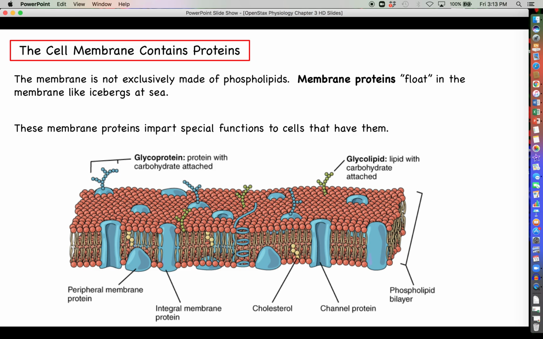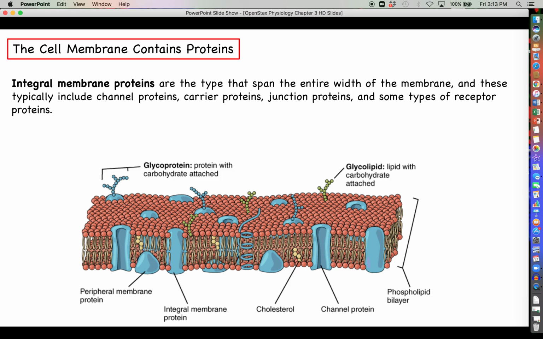So specifically, if you're talking about the cell membrane, which membrane proteins are in a given cell's plasma membrane is going to have a lot to say about what that cell is capable of. Membrane proteins give special functions to the cells that have them. Okay, now before we get too into what those functions might be, let's categorize these membrane proteins.